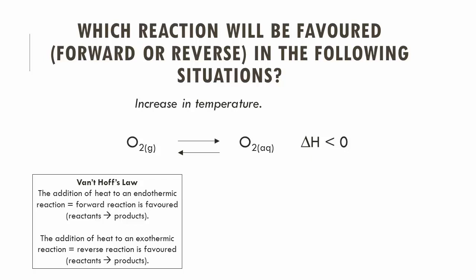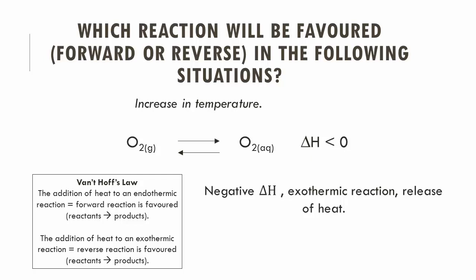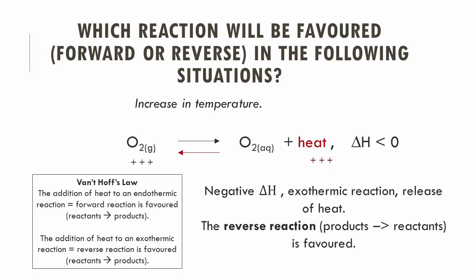In this situation in particular, the conversion of oxygen in its aqueous form into its gaseous form, delta H, is negative. This means that the reaction is exothermic, so heat is released, and we can visualize it by placing heat on the product side of the equation. If temperature is increased, the reaction becomes unbalanced. There is too much heat on the product side, so the reverse reaction will be favored, which is an endothermic reaction, to create more reactants and re-establish the equilibrium.